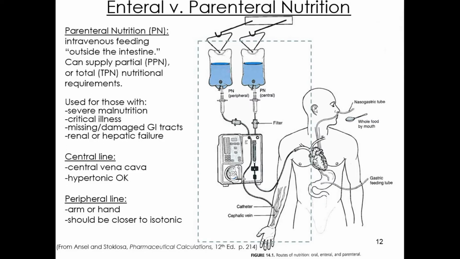Parenteral nutrition is used for people who have damage to the gastrointestinal tract or liver, or who have severe malnutrition, or a critical illness that prevents enteral delivery of food. When delivered peripherally, it's better for parenteral formulations to be close to isotonic to prevent venous damage.